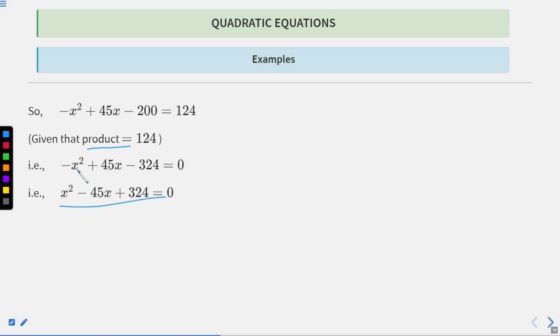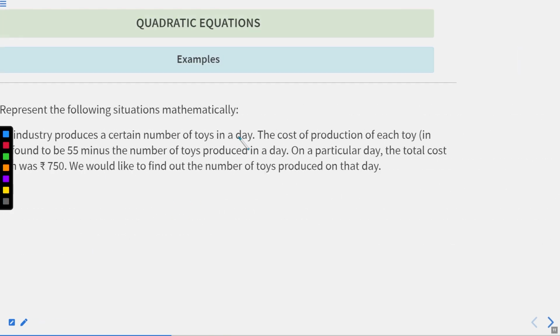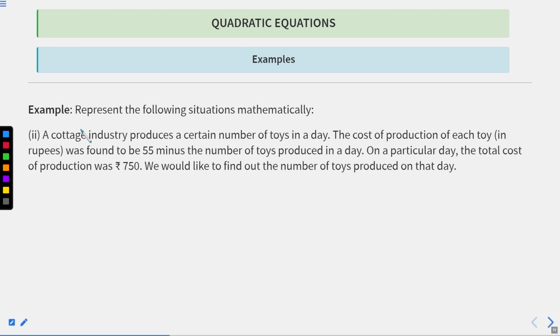Now we will represent the given situation in question number 2 mathematically. Here it says a cottage industry produces a certain number of toys in a day.